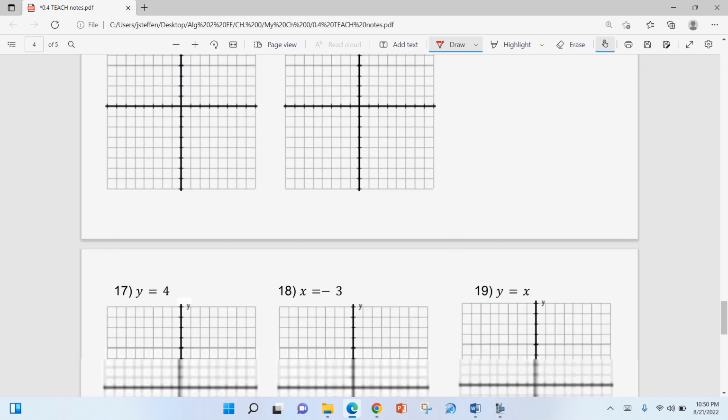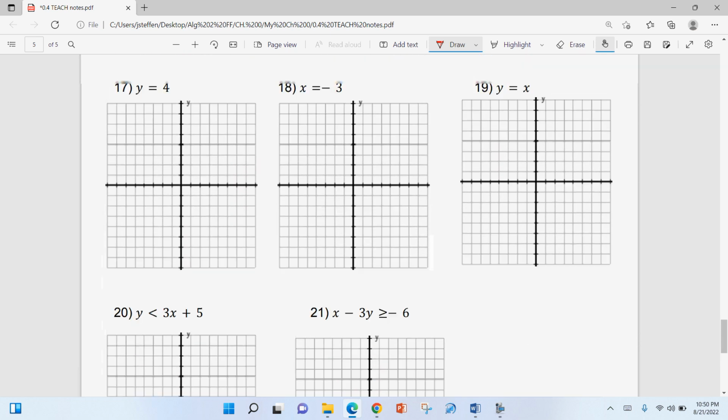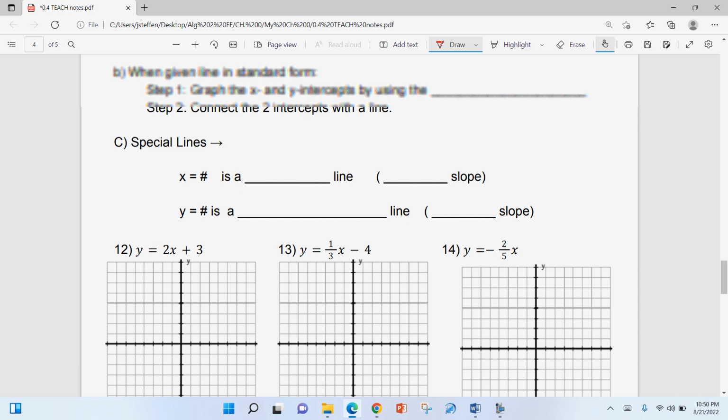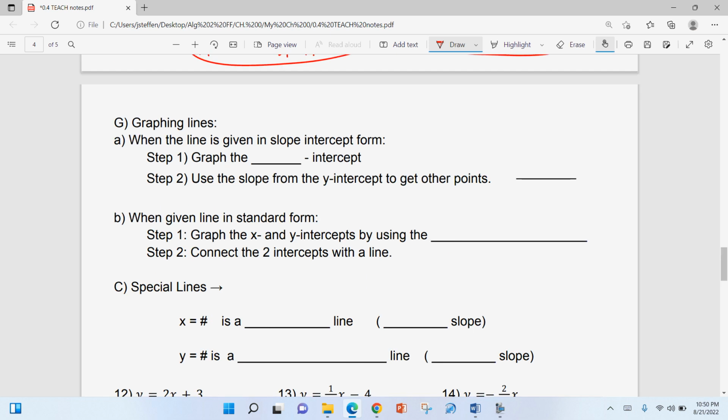And this last part is graphing lines, and it should go fairly quickly. When the line is given to you in slope-intercept form, graph the y-intercept and then use the slope from the y-intercept to get the other points. This is where you're using your rise over run. Your slope is a fraction, and so it's rise over run.